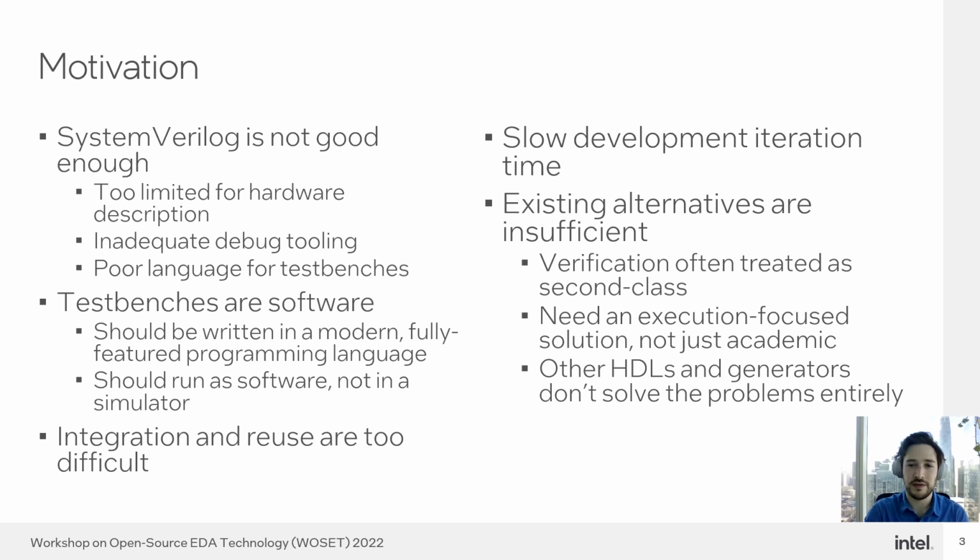There are some other alternatives out there, such as Chisel and CocoaTB, for example, but none of the existing alternatives really address the entire set of problems. Some treat verification as second class, which is strange since we spend twice as much effort on verification as design. Some solutions are academic in nature, but not ready for production. We need an execution-ready solution right away.